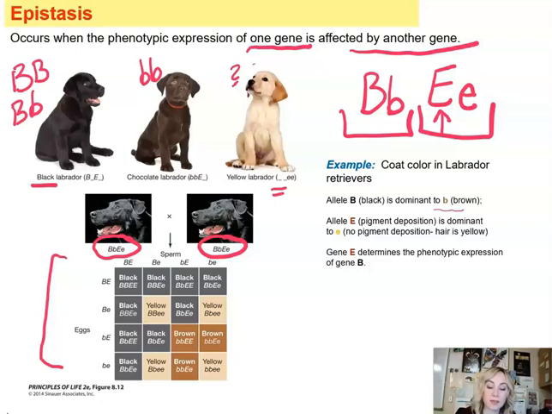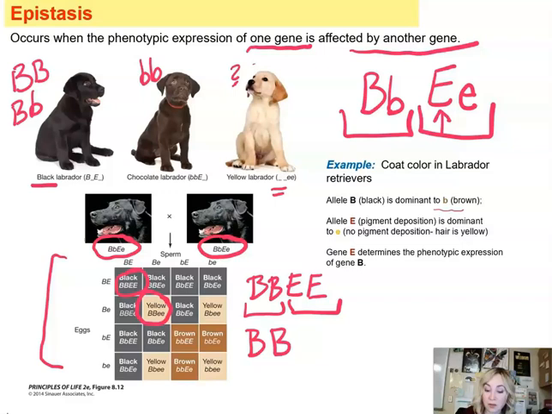So for example, if we have big B, big B, big E, big E, the dog has a genotype to be black and it does have pigment deposition genes. So it means the dog is going to be black, and that's exactly what we see. Here's another example where we have a different scenario. We have big B, big B. That means the dog is supposed to be black, but is it? No, it's not. It's actually yellow.